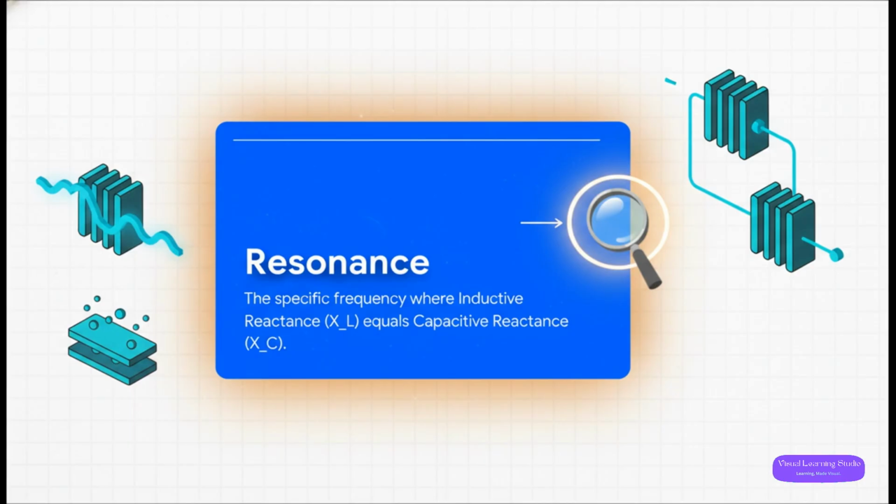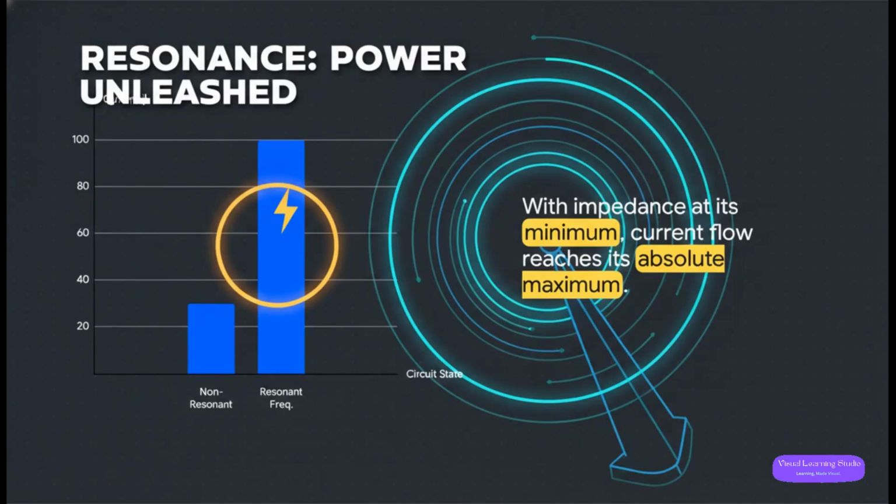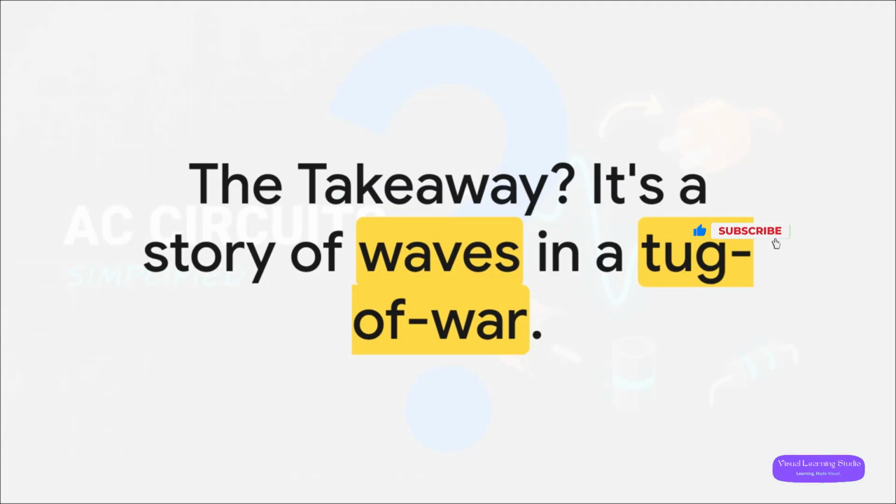They cancel out. So what's the result? The total impedance, Z, drops to its absolute minimum, just the resistance. And with opposition at its lowest, what happens to the current? It skyrockets. This is how radios work. So, when you see AC not as formulas, but as a story of waves, the confusion just melts away.